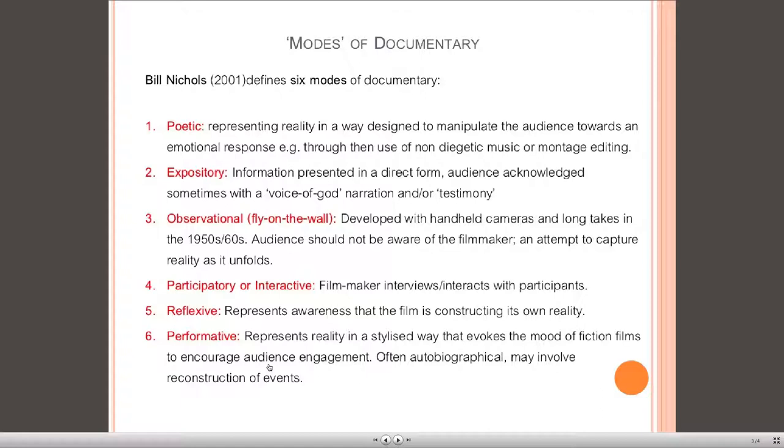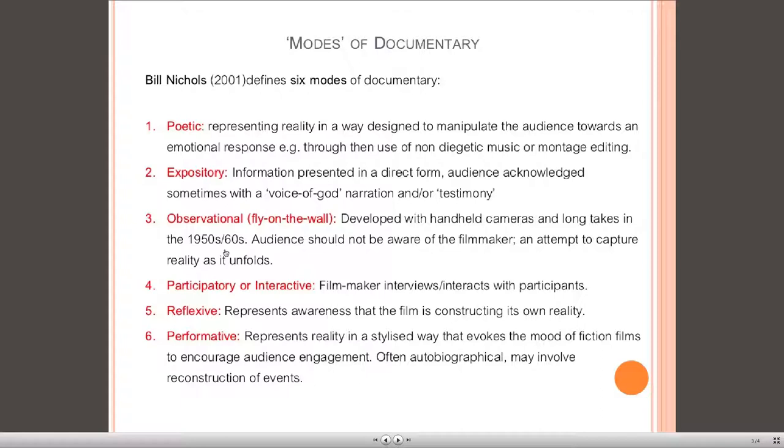I mean, you could argue that The Imposter uses sort of poetic devices. There's lots of exposition through testimony, and also some observational footage, the footage of Nicholas Barclay before he disappeared, and also the quite sort of chilling scene, I suppose, where we see Frederick, the real Frederick, arrive at the airport posing as Nicholas. So a documentary, particularly these days, often uses a range of modes in order to try and engage the audience.